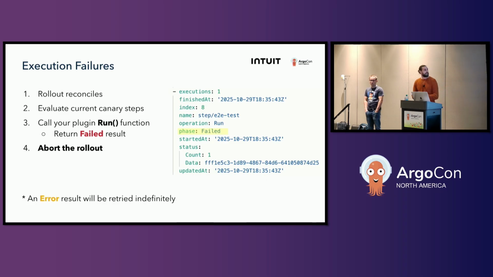There's a note at the bottom. It is very different than returning an error. If you return an error, it's because something happened that's not handled. So the rollout controller will retry on errors. It won't abort the rollout.